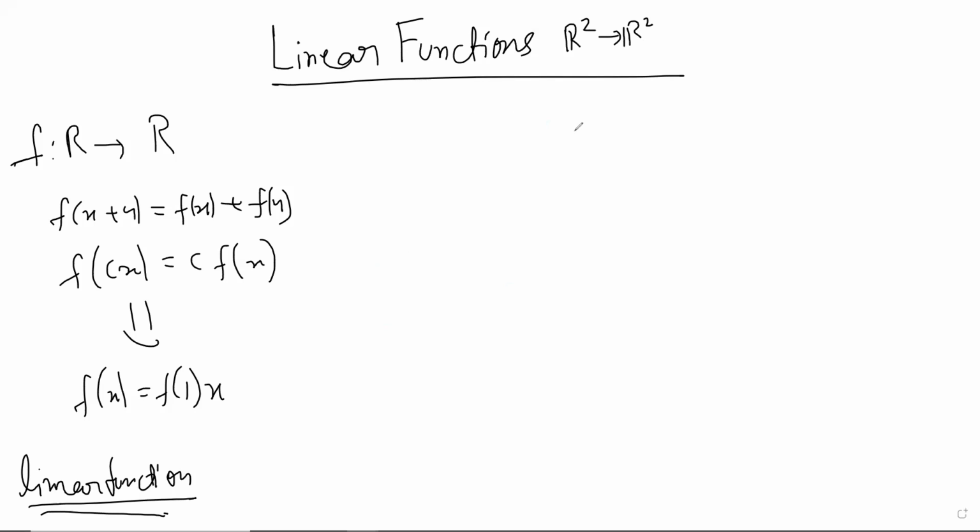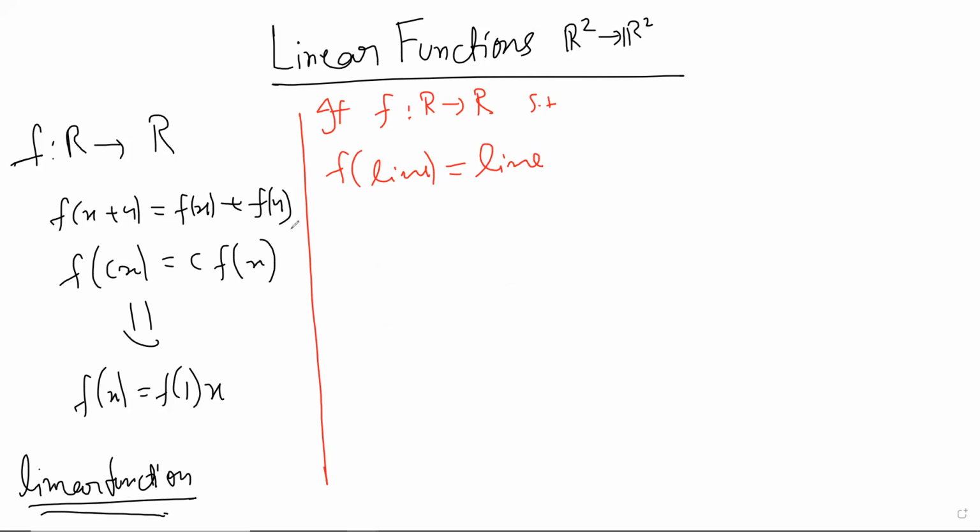Let me then ask a question based on this. If f is a function from R to R such that f of any line is a line, then no, not from R to R, it's from R2 to R2. I'm sorry.